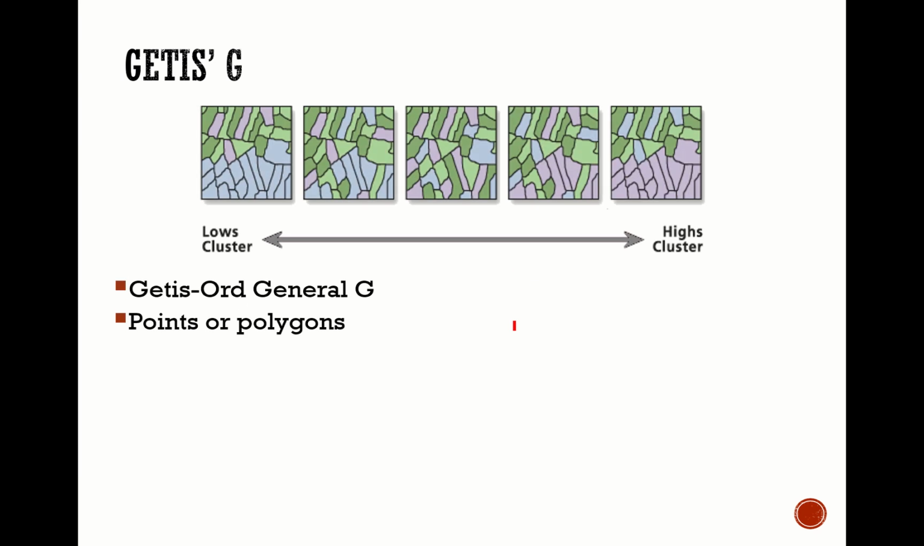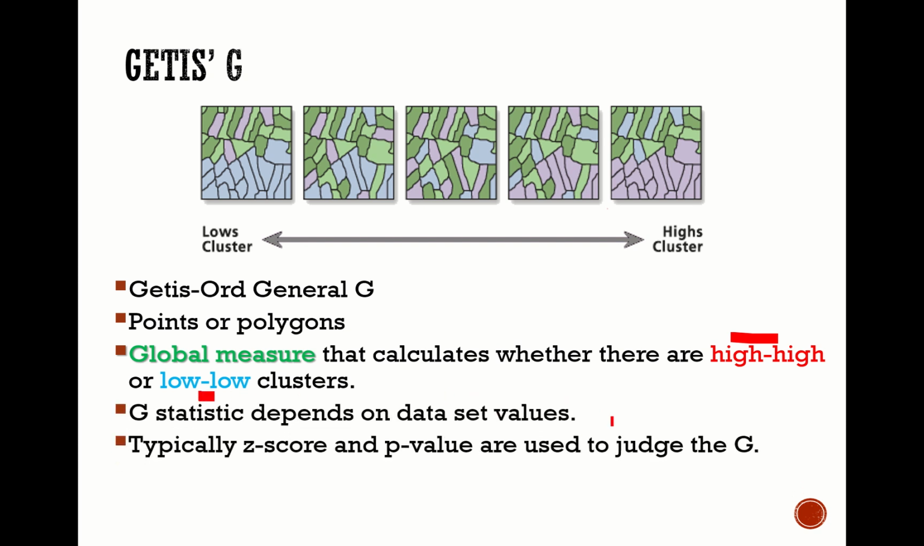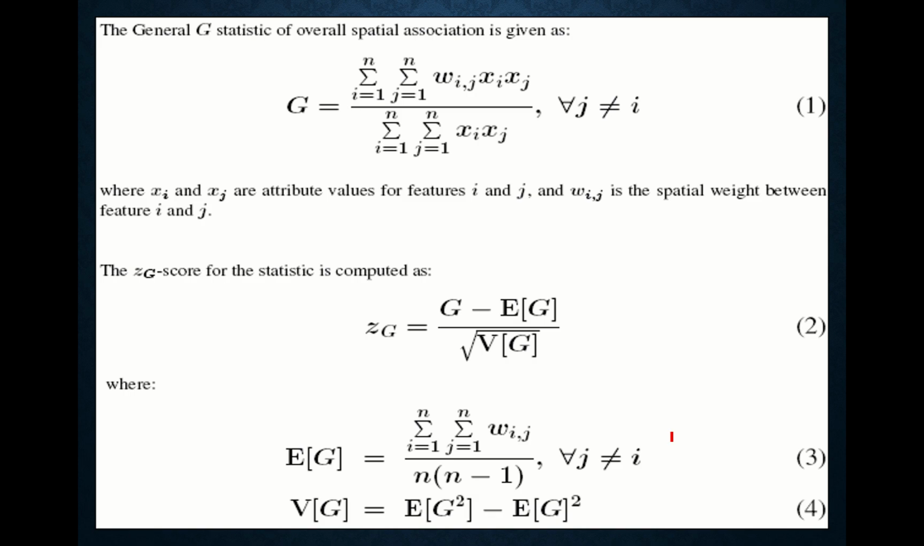And then we have the Getis-Ord G, which you can apply to points or polygons, right? This is a global measure that calculates where we have high or low clustering. So basically where we have positive autocorrelation going on and what type of clustering we have going on. And we can apply the same Z-score and p-value to judge whether the G that we get back is significant or not.